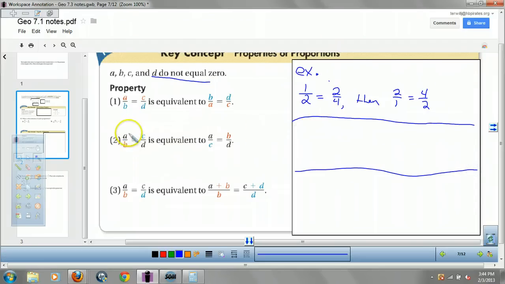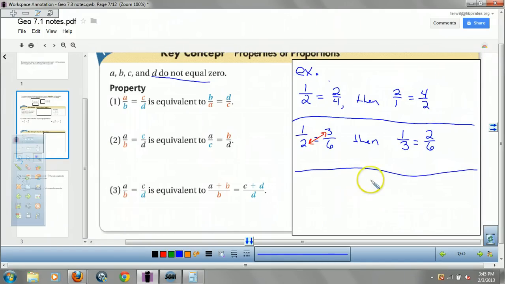Okay, this one says, if A over B equals C over D, then A over C equals B over D. What? That means if I have 1 over 2 equals 3 over 6, right? Then I can switch these two numbers. Okay? Then 1 over 3 equals 2 over 6. And that works. They're both a third.